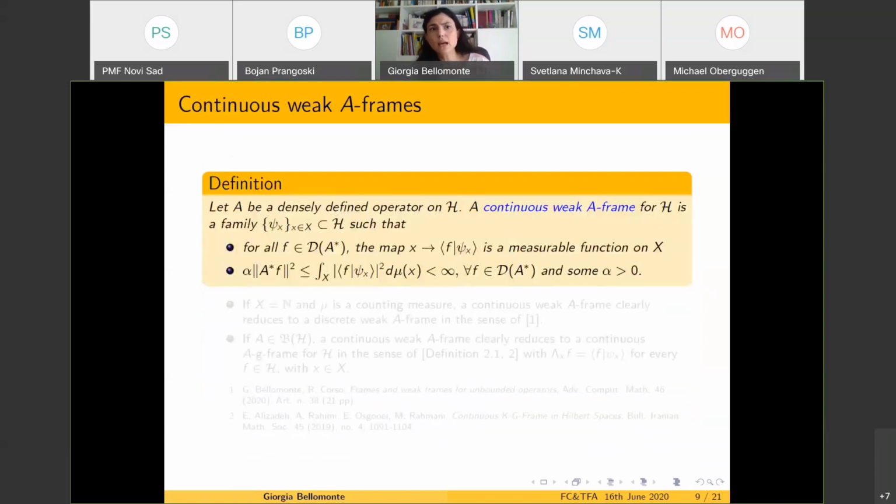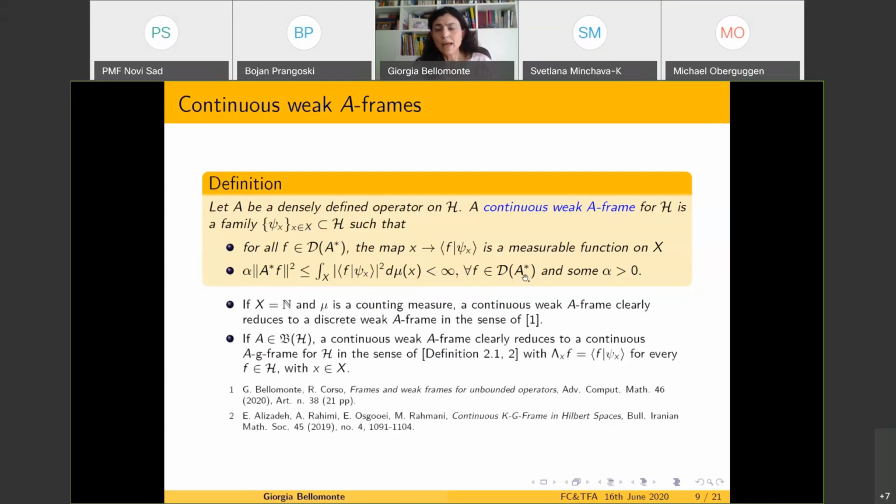So what is a continuous weak K-frame? If we have a densely defined operator A on H, a continuous weak K-frame for H is a family psi such that this map is a measurable function on H for all f in the domain of the adjoint of A, and this condition is fulfilled for every f in the domain of the adjoint of A.